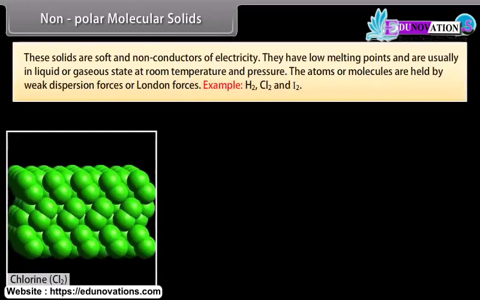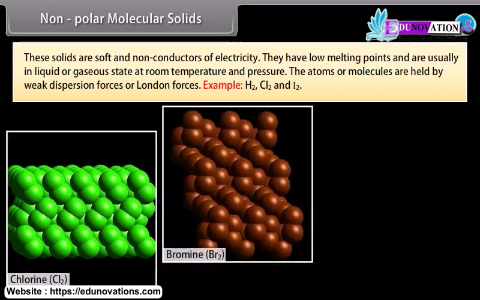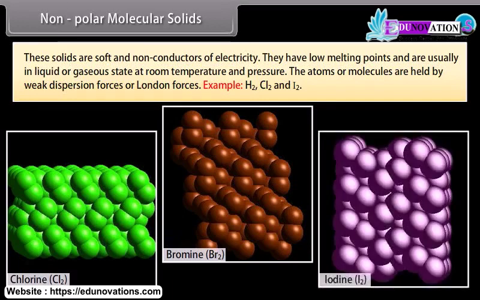Nonpolar molecular solids. These solids are soft and non-conductors of electricity. They have low melting points and are usually in liquid or gaseous state at room temperature and pressure. The atoms or molecules are held by weak dispersion forces or London forces. Examples: H2, Cl2, and I2.